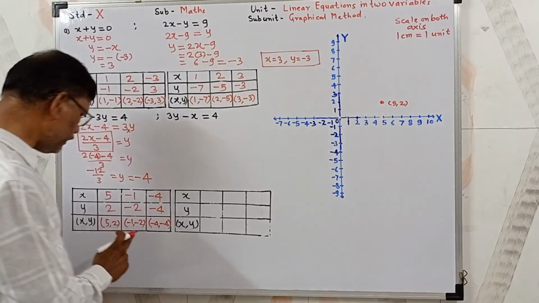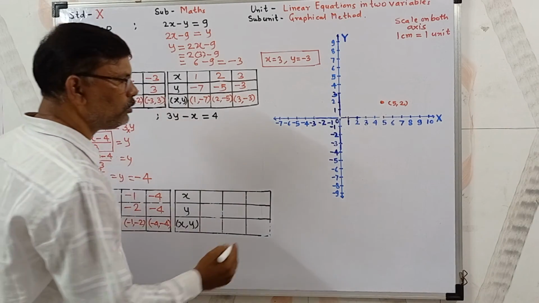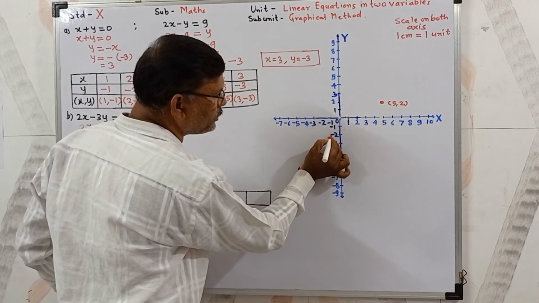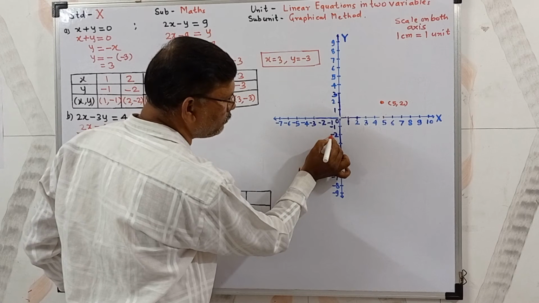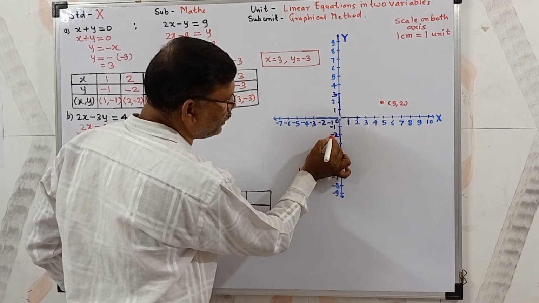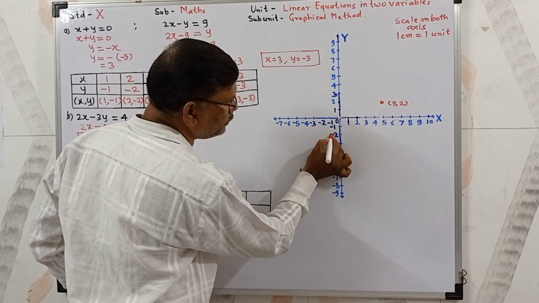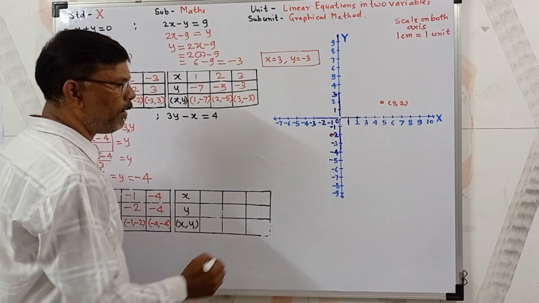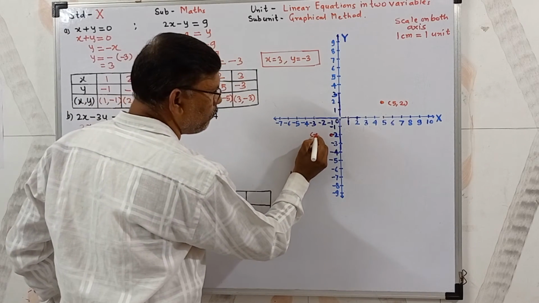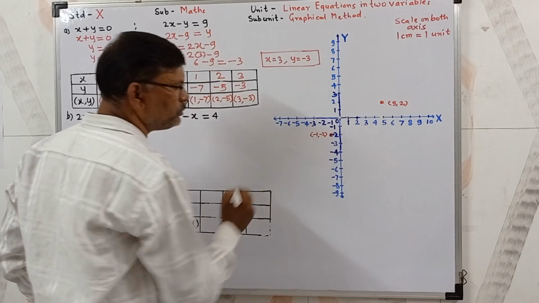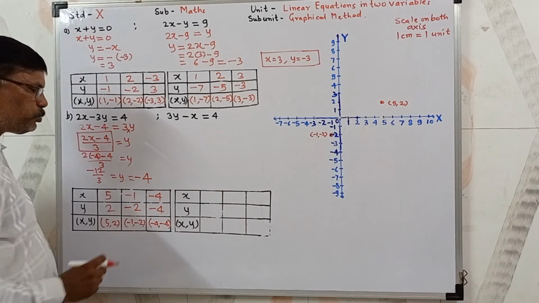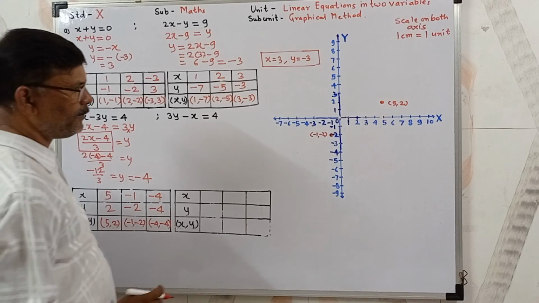Okay. Next one is minus 1, minus 2. Here is the point, minus 1, minus 2. The next one is minus 4, minus 4.